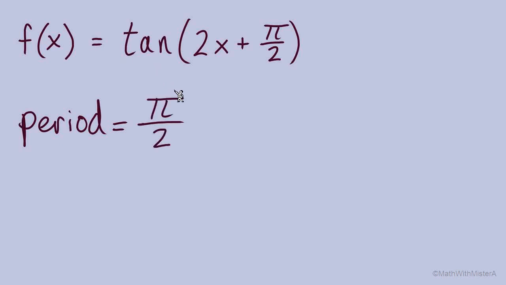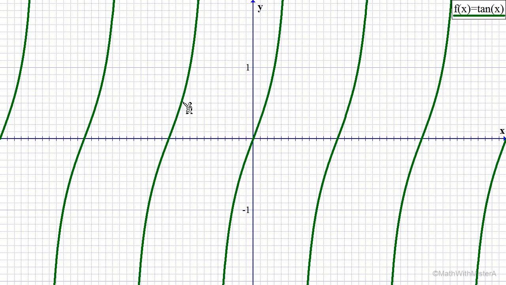So in this example, we'll take our starting period, which is just 1 pi for a tangent function. We still divide by the coefficient of x. It gives us a new period of pi over 2. And let's look at this graph.